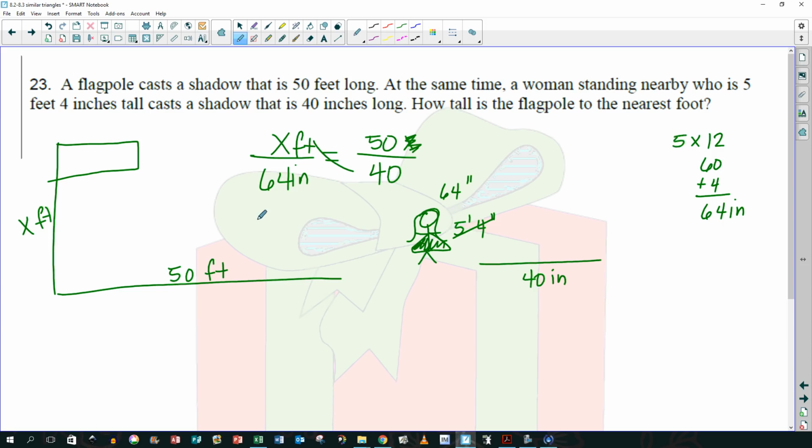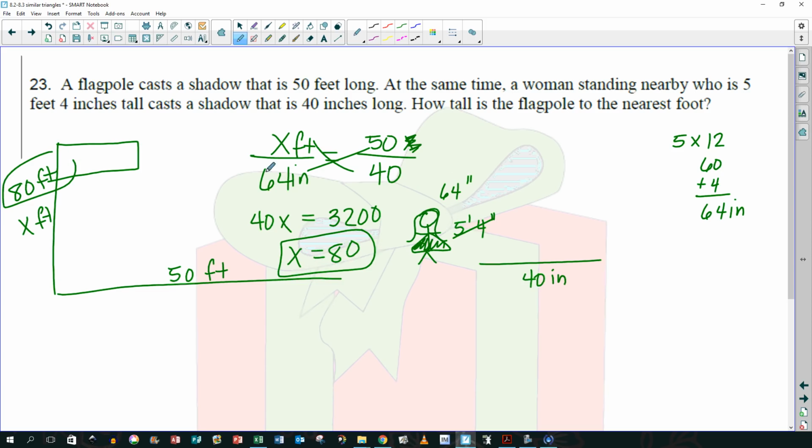So now when I cross multiply, I get 40x equals 64 times 50, which is 3,200, and then divide by 40. And you get 80. So x is 80. That means the height of the flagpole is 80 feet. So I didn't have to convert everything to inches or everything to feet. As long as you have 2 in feet and 2 in inches, you're okay. Or 2 in meters and 2 in centimeters, and so on. As long as you have 2 of each, it will work itself out.